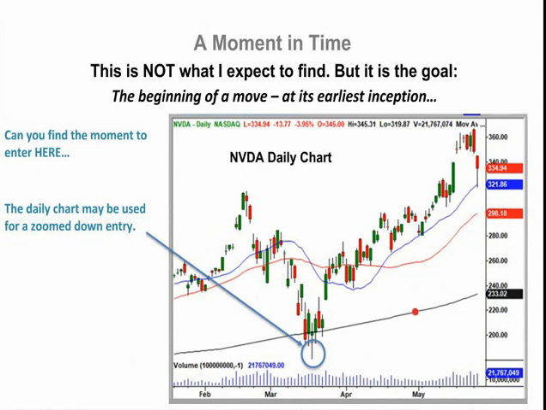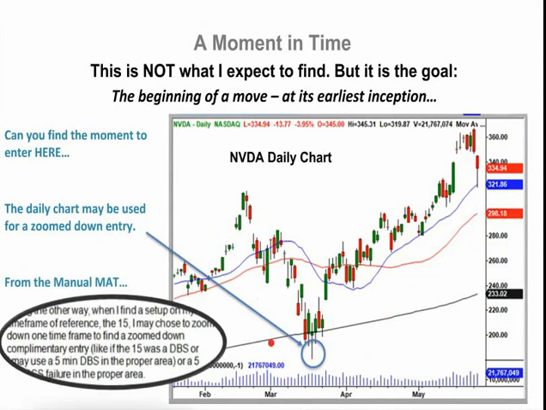Boy, that's a lot of words, isn't it? Well, I'm not just making them up. Matter of fact, here's a little excerpt right from the manual. I did this in a circle to be cute, but it cuts off some of the words. But going the other way, when I find this setup, on my time frame of reference, the 15.